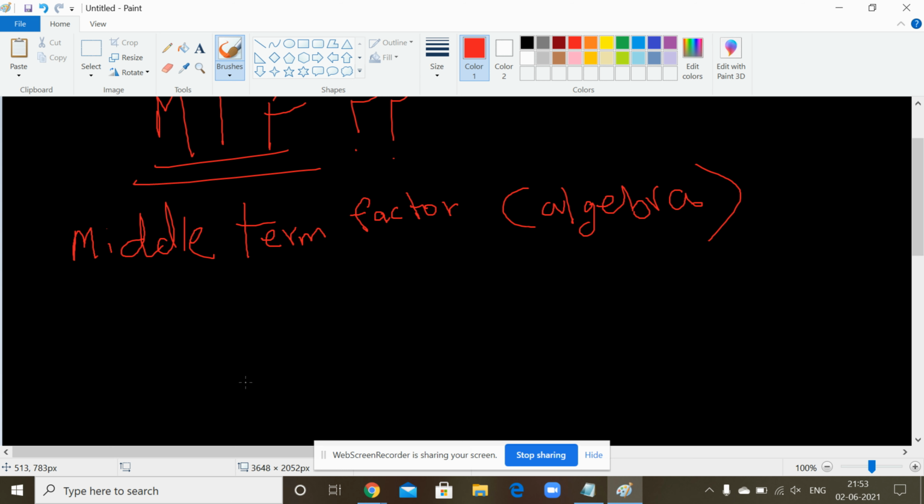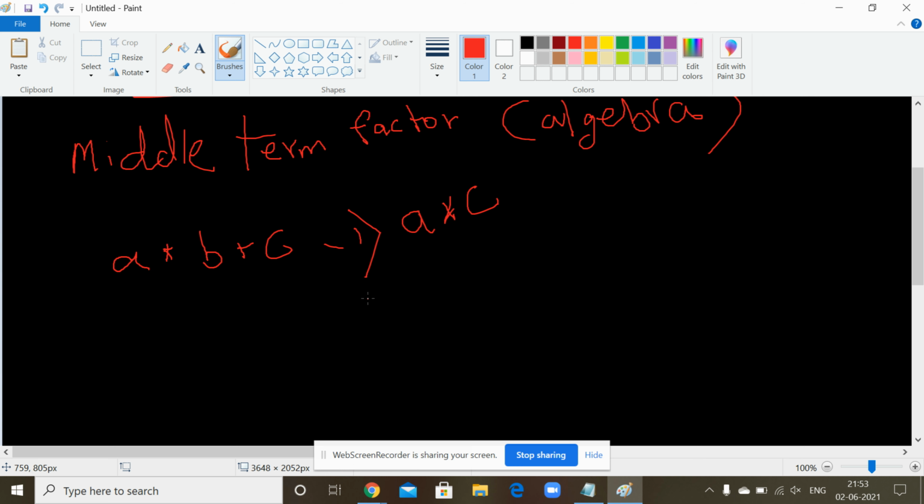So first we'll get the formula known. It is a x squared plus or minus b x plus or minus c. So here the first step is that we do a multiplied by c. Then we will take out the factors of a multiplied by c.